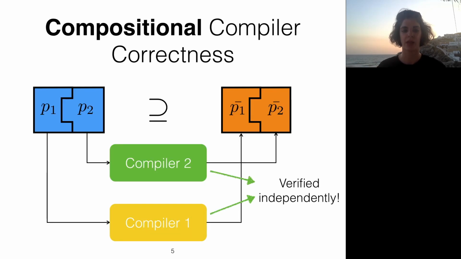More realistically, we want to be able to compile different program components with different compilers that are verified independently, and be able to say that the behavior of the whole target program, which is obtained by linking the individual target components, refines the behavior of the source program, which is obtained by linking the source components. But this is a hard problem, and there has been a lot of research in the past years to devise techniques for compositional compiler correctness.